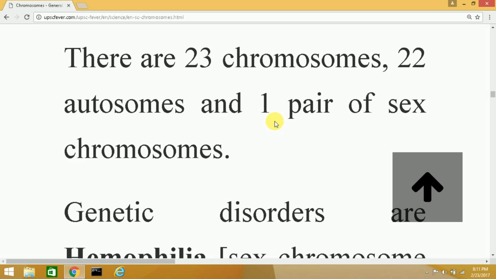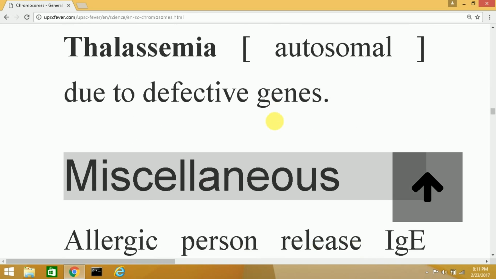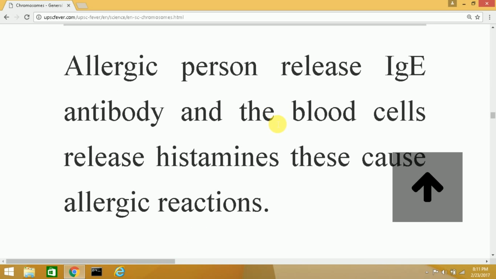And finally, certain miscellaneous facts are given in this chapter. An allergic person releases a special antibody known as IgE, and the blood cells release histamine, which is a chemical, and this causes allergic reactions like rashes when exposed to a foreign body. So you know that certain people are allergic to dust, certain people are allergic to food items like peanuts.